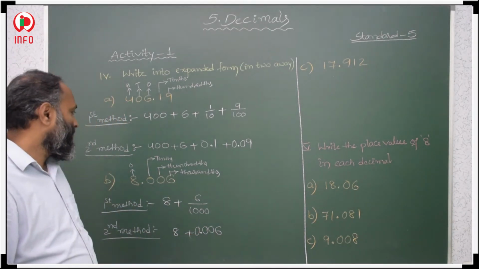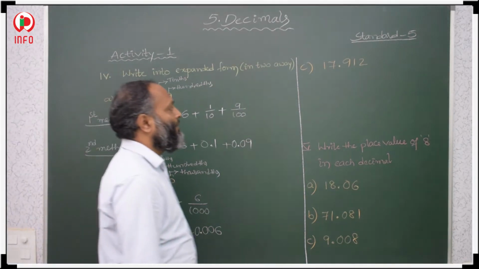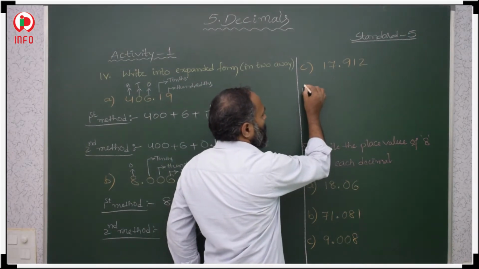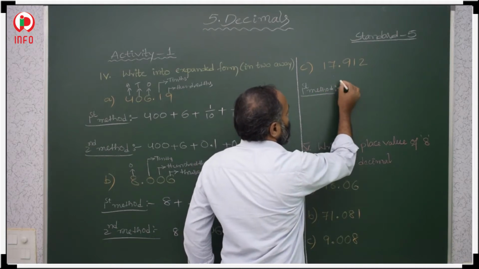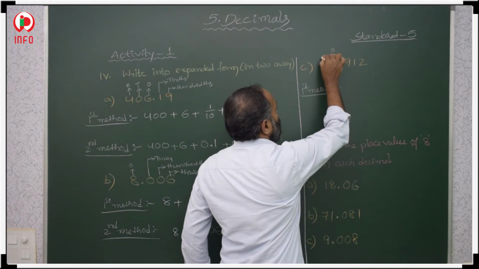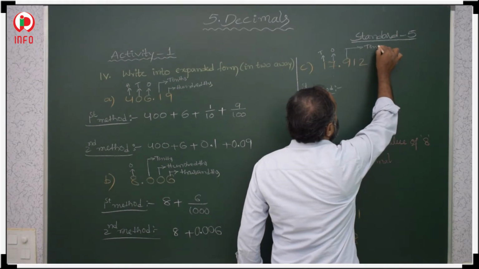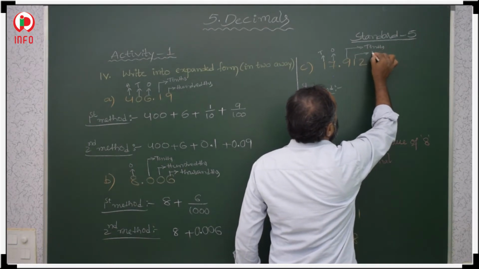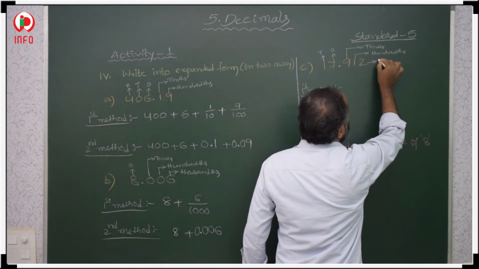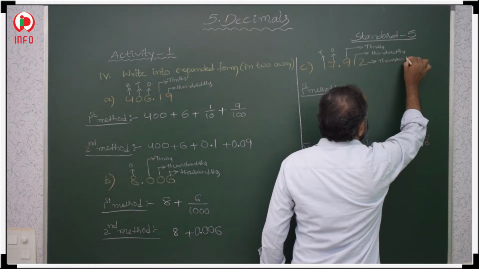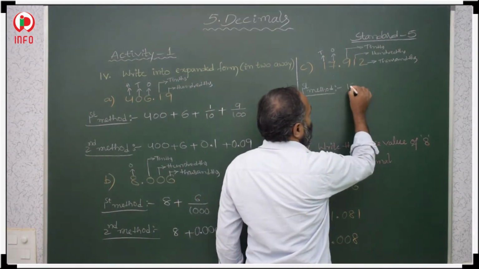In this way we have to write. So this is the first method and second method. In the same way, see question number C, first method. This is in ones place, this is in tens place, this is in hundreds place, this is in thousands place. 1 is in tens place, then 10.